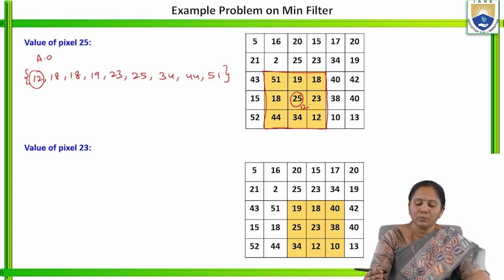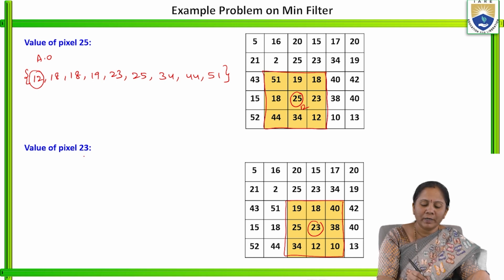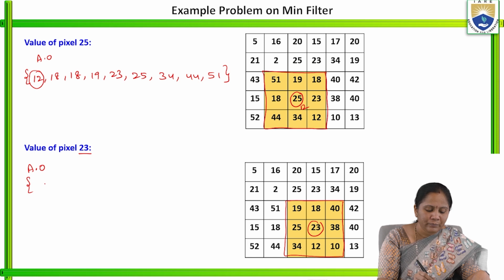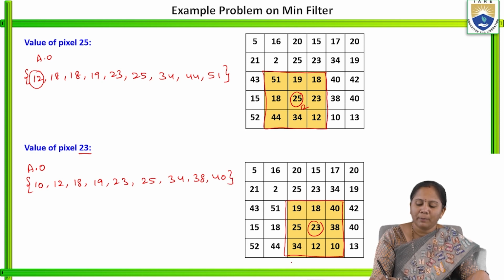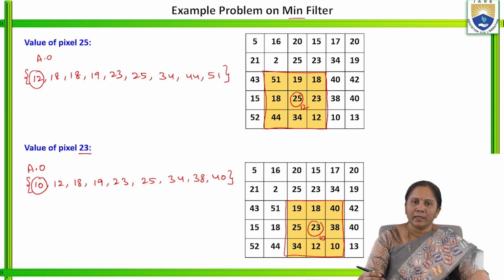If we shift this mask towards the right, this 23 will become the center pixel and all these are the neighborhood pixel values. To find the new pixel value for this 23, we have to arrange all the neighborhood pixels in the ascending order. Then we will get 10, 12, 18, 19, 23, 25, 34, 38, 40. So among all these pixels, this 10 is the minimum value. So this 23 will be replaced with 10.